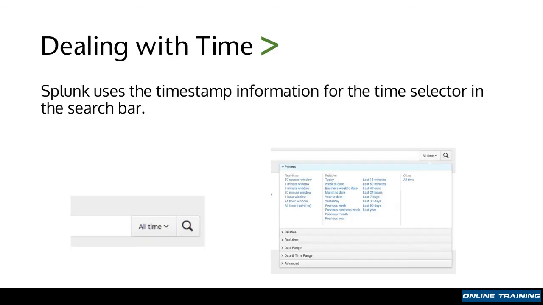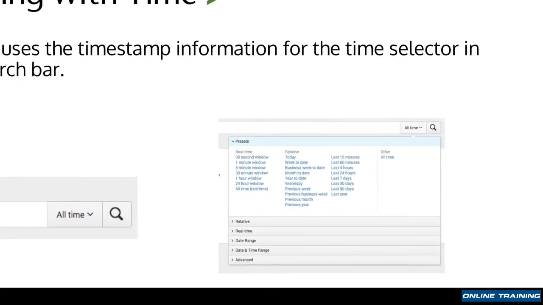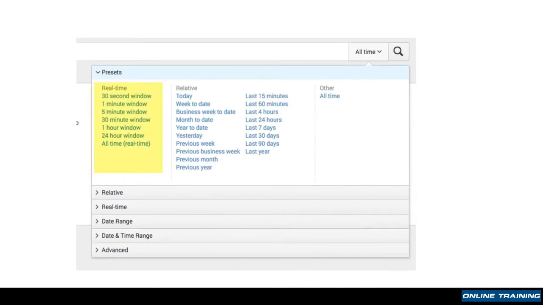And for Splunk administrators, we can also see the importance of time in doing our SPL. Splunk uses the timestamp information for that time selector over on the right side there of the search bar. And as you can see, we have a lot of presets. We have real time, which gives us, for example, a 30-second window, and it would refresh every 30 seconds. We have relative, that's pretty self-explanatory. And we have all time.